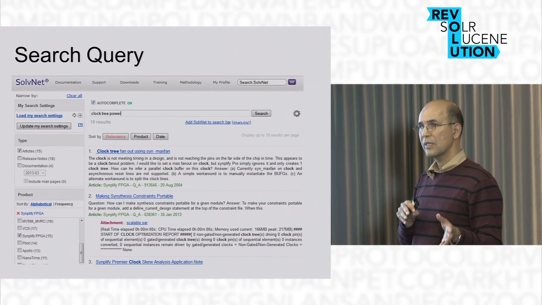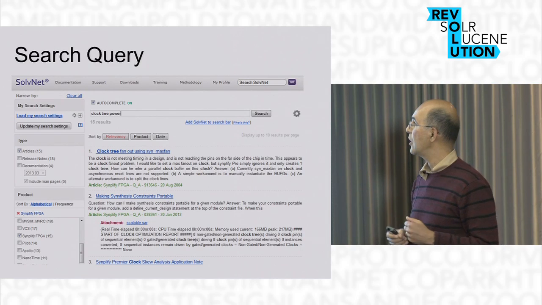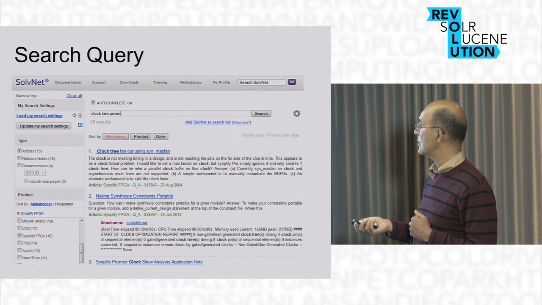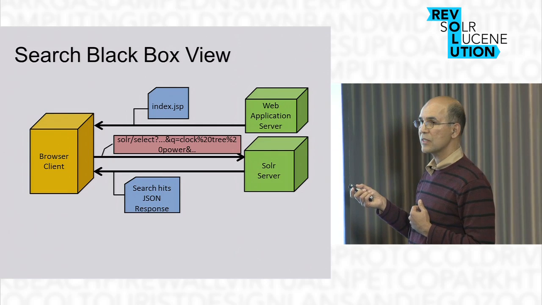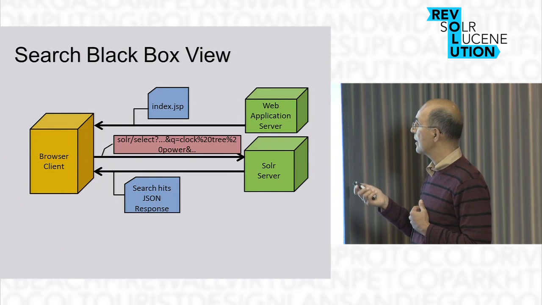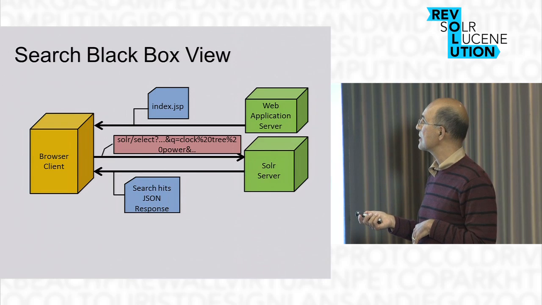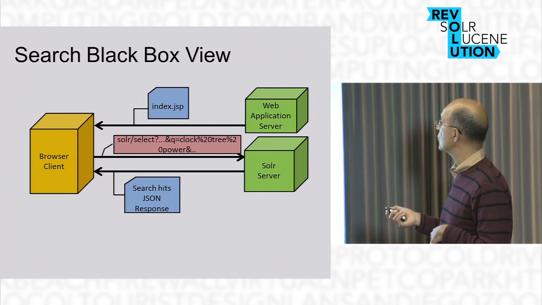So before we get into the detail of AJAX-Solr, let's look at it from a black box point of view. What does it look like? Here we have a snapshot of a query that Troy ran, and that's what the result comes back as. What's really happening? If you go to the browser, when the user goes to the search page, the index.jsp gets loaded from the web application server on the browser. And when the query runs, a REST request goes to the Solr server.